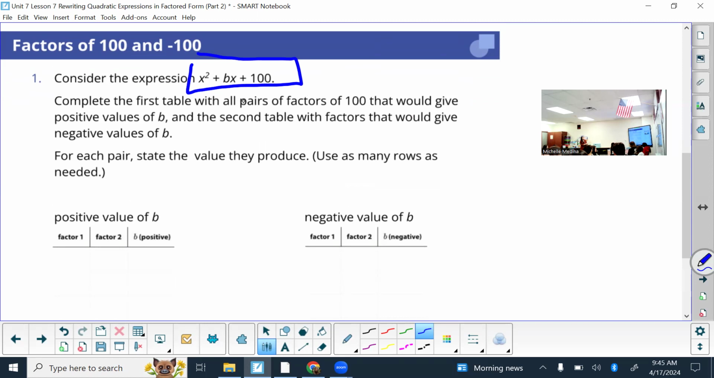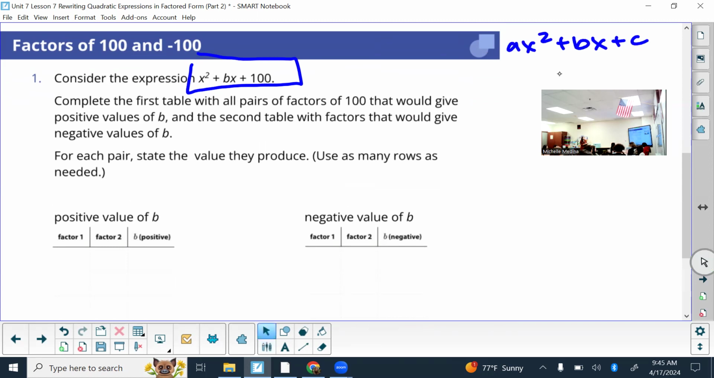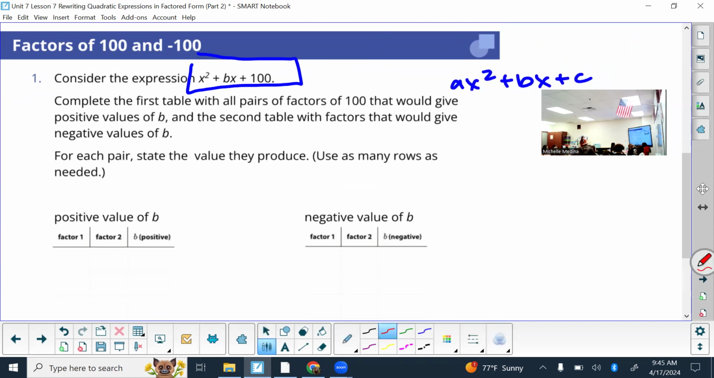Standard form, good, we just talked about that. So yes, it's in that form, ax squared plus bx plus c. Yesterday, we learned that in our factored form, when we find that, we are multiplying to get our constant, and we are adding to get the number that goes in front of the x term.